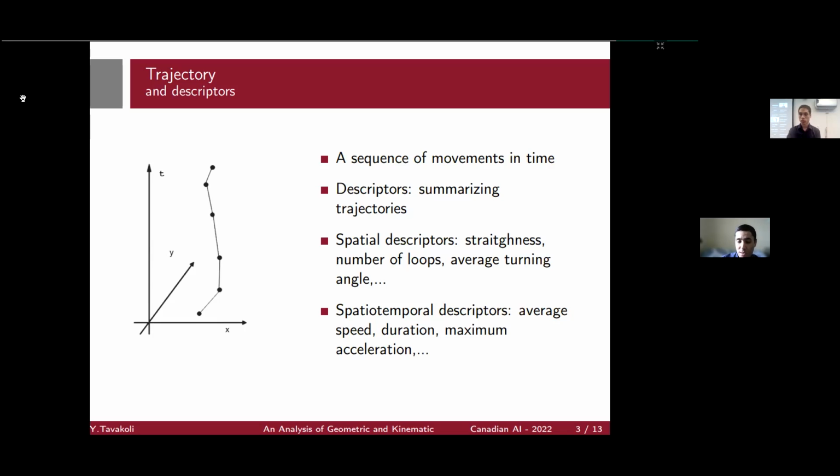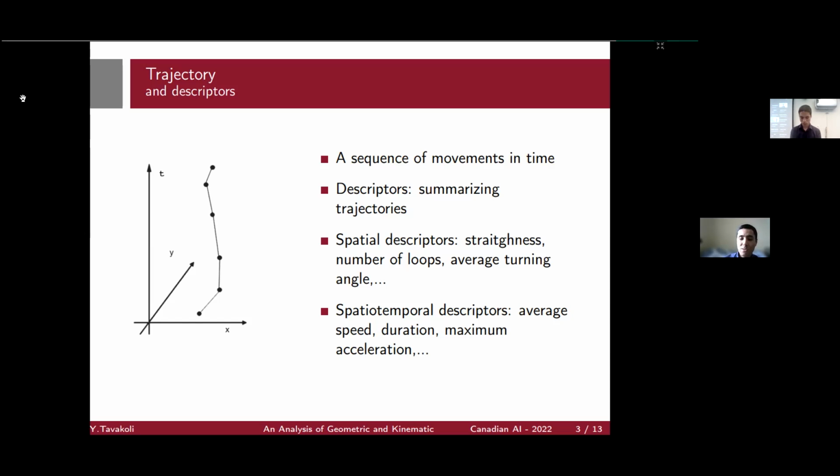Now, when a descriptor is not dependent on the time component of the trajectory, we call it a spatial descriptor. Otherwise, we would call it a spatial-temporal descriptor. Now, with descriptors defined as such, we can reframe the classification of moving objects in a more conventional manner.